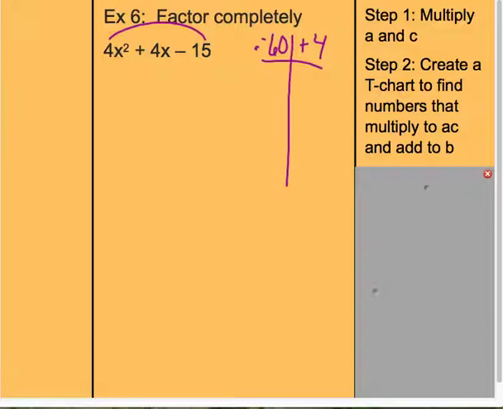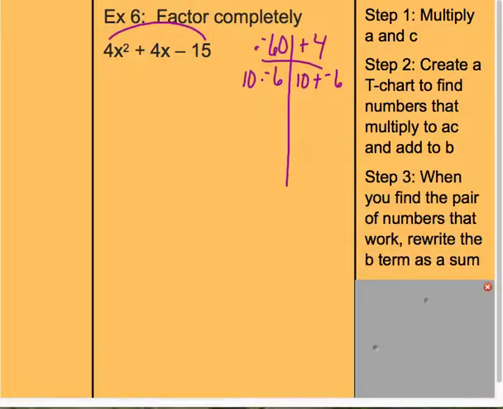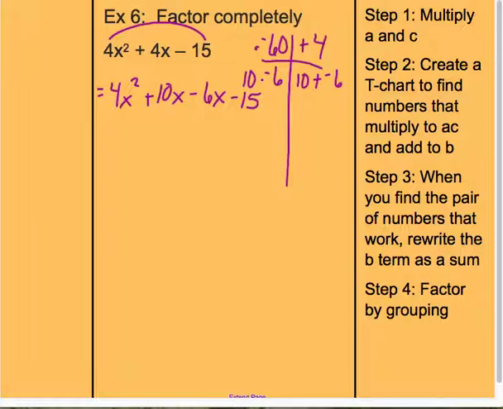Well, 10 times 6 jumps out at me right away. So 10 times negative 6. And 10 plus negative 6 does equal 4. So then we rewrite our B term as a sum of the 10 and negative 6. So we get 4x squared plus 10x minus 6x minus 15. Now it does not matter which order you rewrite those terms in. I could have done negative 6x plus 10x, and this will still work, because remember, you can add in any order. And then we'll factor by grouping.